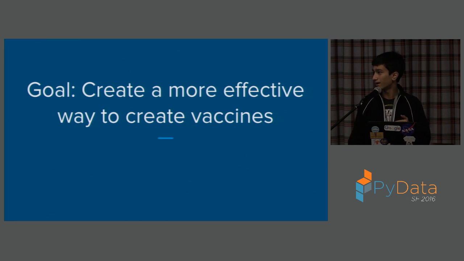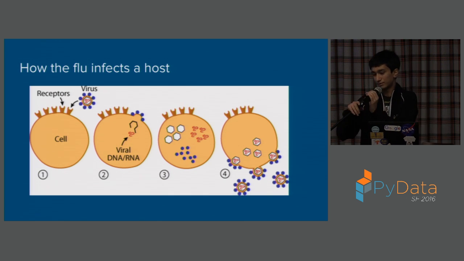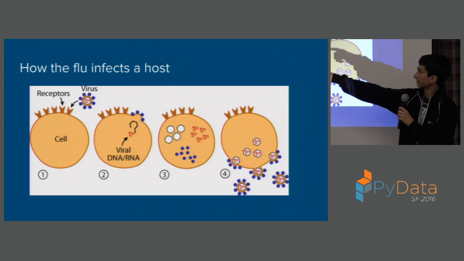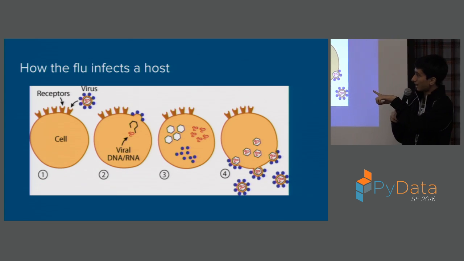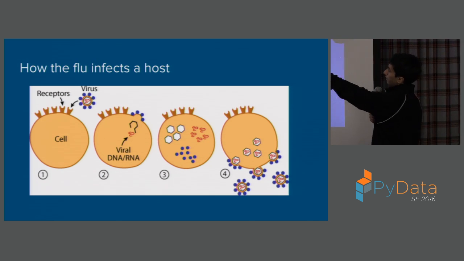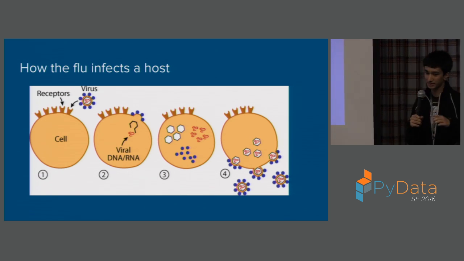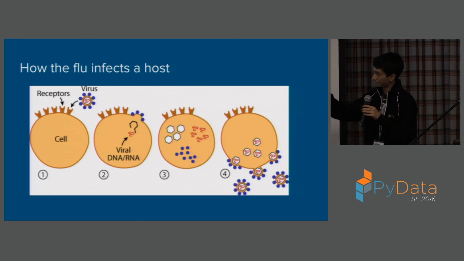So to understand how to create vaccines for the flu, we have to look at how the flu would infect a host cell. So I'll just go off the podium here. If we look at the first picture, the little yellow blob with the purple dots around it, that's a virus, and the big orange blob is a cell. So look at those little purple dots around the virus. Those are called surface proteins, and they regulate entry and exit of the virus in and out of the cell.